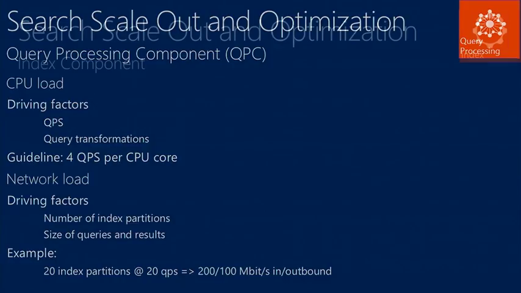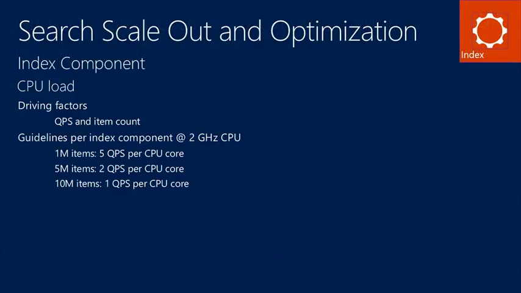For the index component, think about CPU load. There's a lot of power being used in the index component, especially in terms of queries per second. The more items you have in the index, the more work it has to do, the bigger the files it has to pass. So the more cores and the more powerful CPUs you're going to need. There's an example there: 1 million items, 5 queries per second per CPU core.